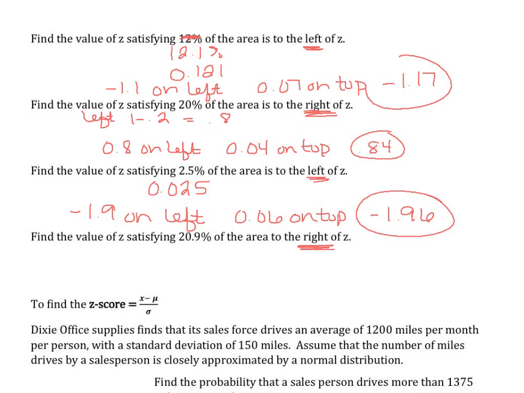Let's try one more that's to the right. We have find the value of z satisfying 20.9% of the area to the right of z. So we have 20.9% is the same as 0.209, and we want to take 1 and subtract it from that because it's automatically shaded to the left. So the right-hand portion is 0.791. So looking in the body of our table, in Appendix C, look for 0.791. You'll see that it corresponds to 0.8 on the left, and then 0.01 on the top. So when we combine these together, we get 0.81 for a z-score.